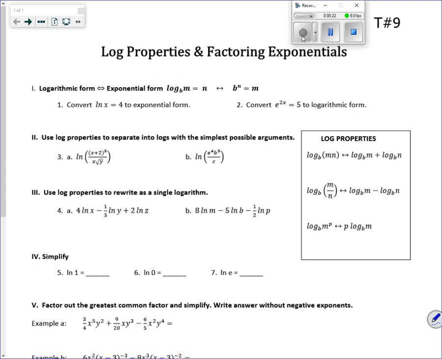So if you have log with a base, remember if that base is not written, it's understood to be base 10. But I will tell you in calculus, we do a lot more with ln, which remember that ln is really just log base e. You'll never see log base e of x, okay? That log base e means ln. So if I ask you to convert ln of x is equal to 4, the base is e, the exponent is 4, and that would equal x.